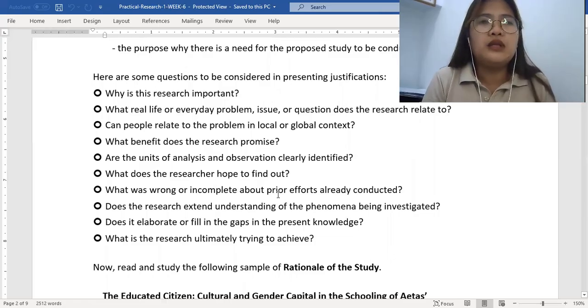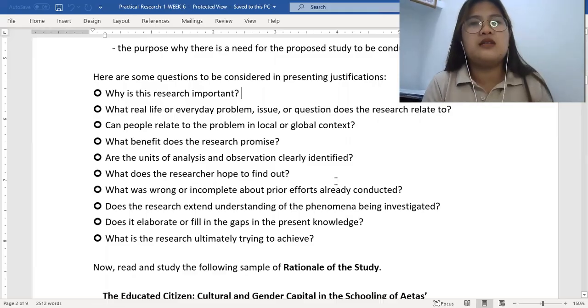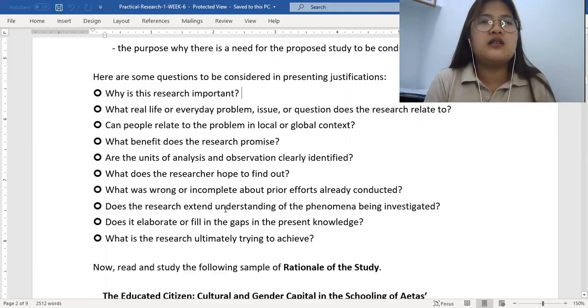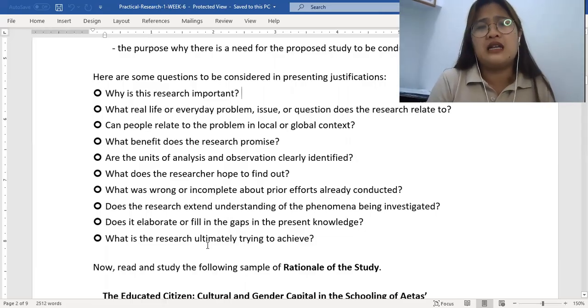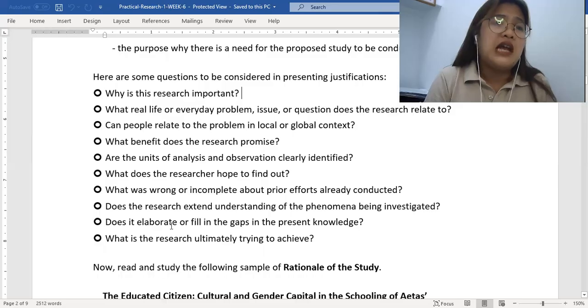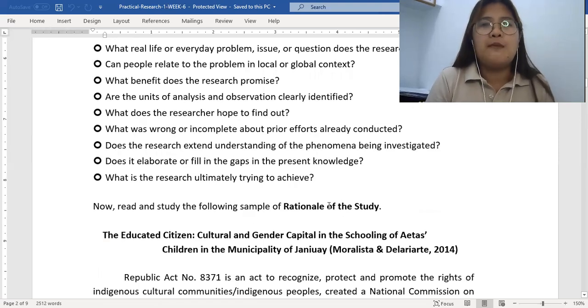What was wrong or incomplete about prior efforts already conducted? Okay, so kumbaga ito yung gap. You're taking your place here. And does the research extend understanding of the phenomena being investigated? Does it elaborate or fill in the gaps? And what is the research ultimately trying to achieve? Okay? So ngayon, meron tayong example.